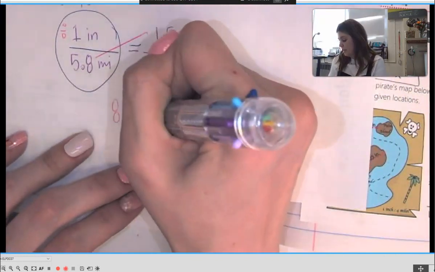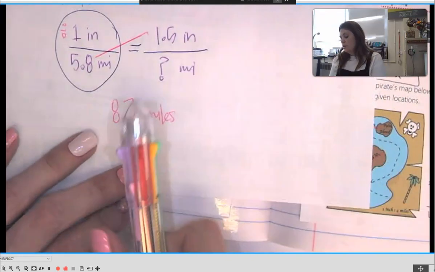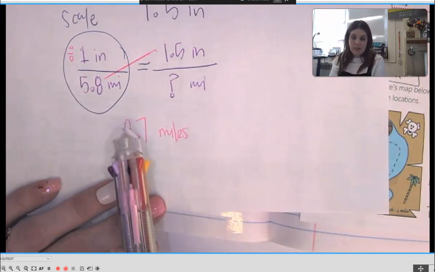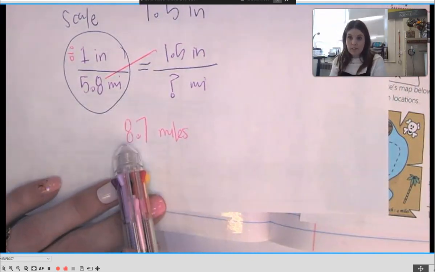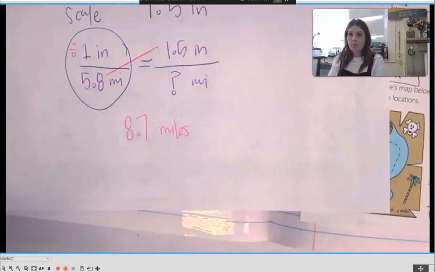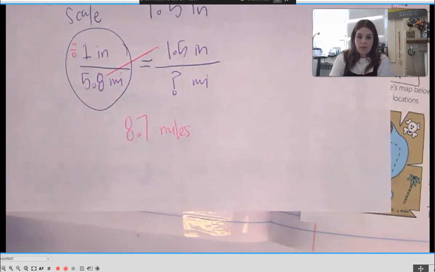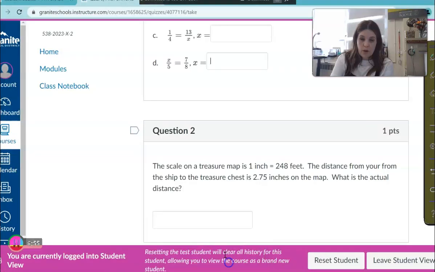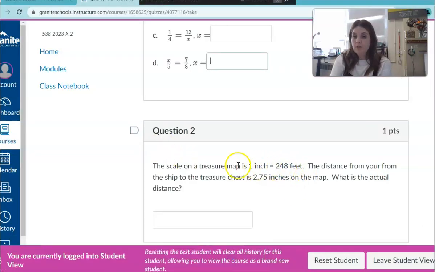That's 8.7 miles. So I would just enter into Canvas 8.7. I wouldn't put the miles. So your problem is in feet, not miles, but you do this exactly the same as what I just set up. Your scale is right here. That goes in your first fraction, and then the distance on the map says 2.75 inches.